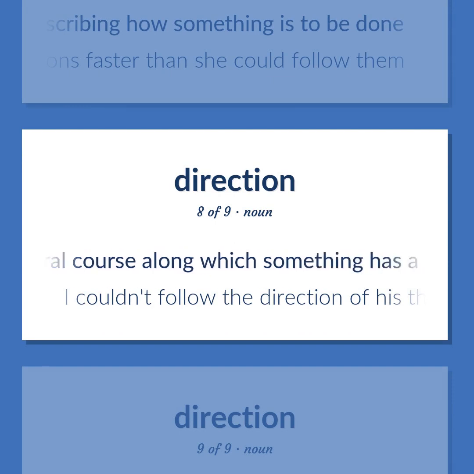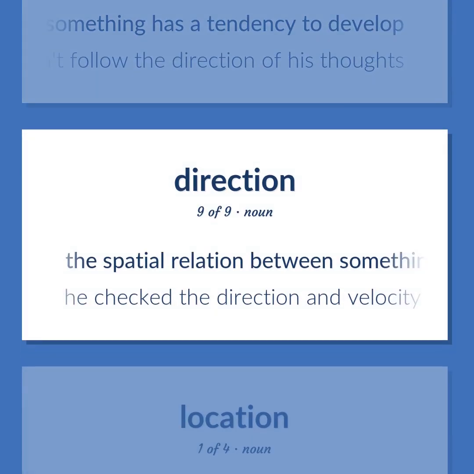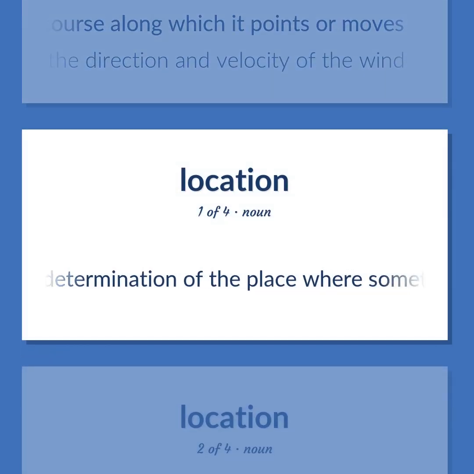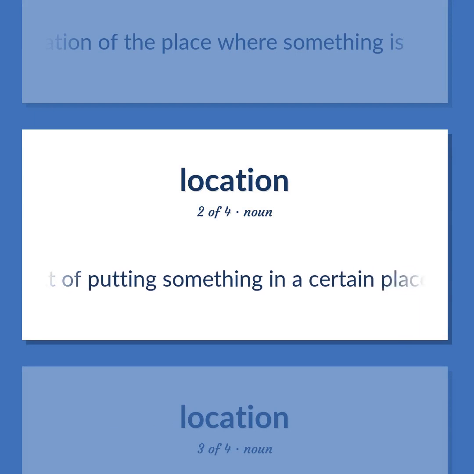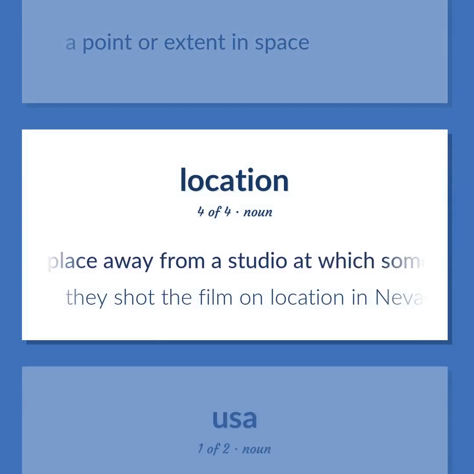A general course along which something has a tendency to develop. I couldn't follow the direction of his thoughts. The spatial relation between something and the course along which it points or moves. He checked the direction and velocity of the wind. A determination of the place where something is. The act of putting something in a certain place. A point or extent in space. A workplace away from a studio at which some or all of a movie may be made. They shot the film on location in Nevada.